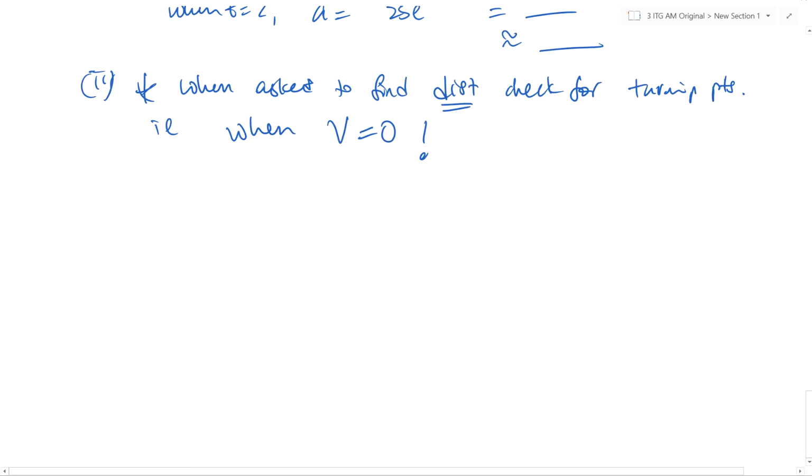Okay, so let v equals 0. When v equals 0, 5e to the power negative t equals 2. e to the power negative t is 2 over 5. My unknown is in the power. I have to use my logarithms. In this case, let's use ln. Negative t equals ln of 2 over 5.